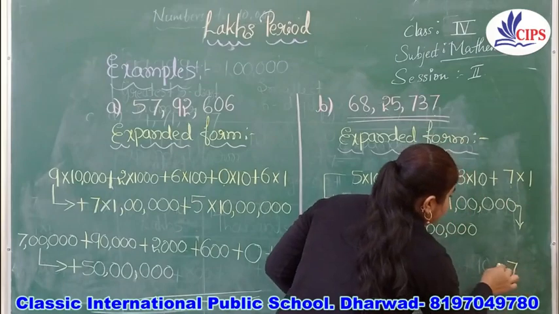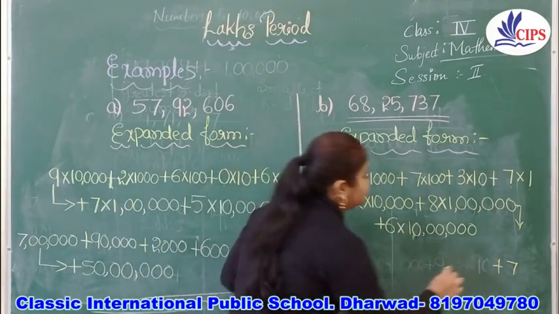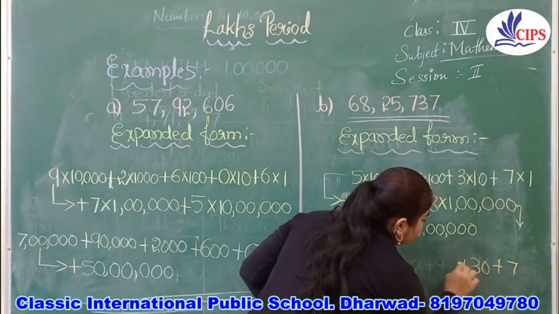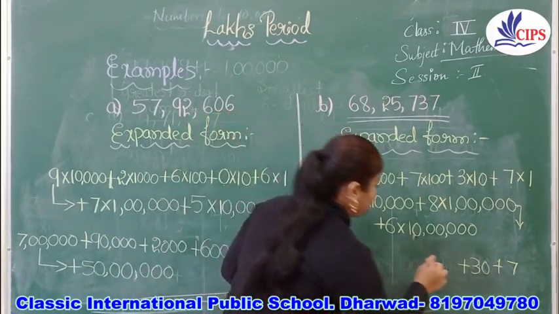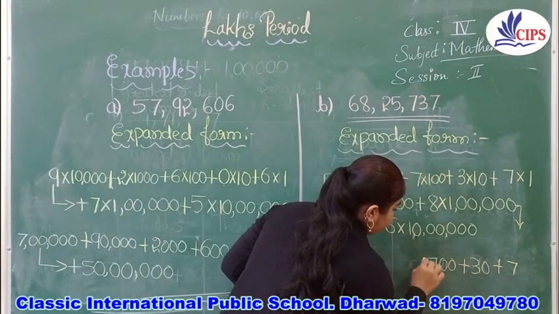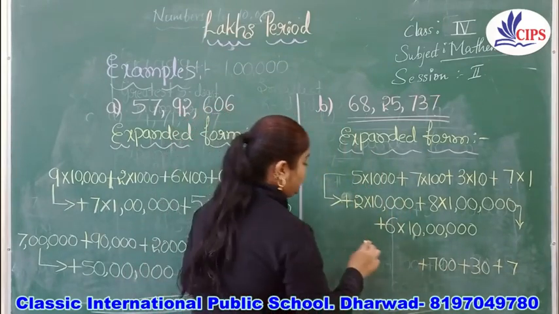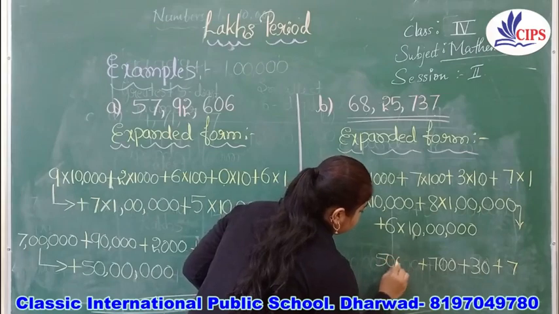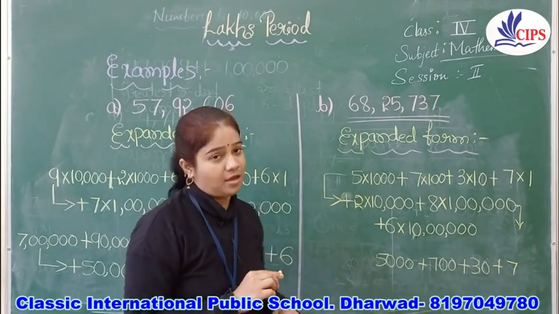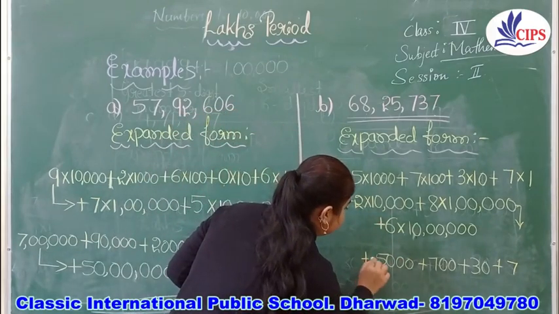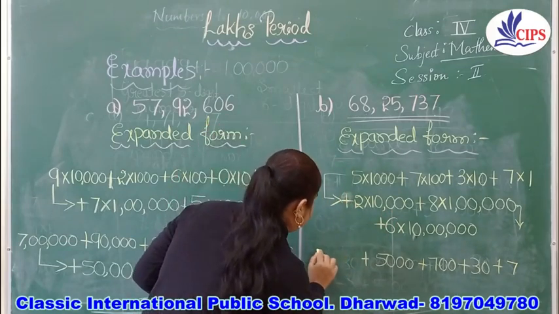7 ones are 7, plus 3 into 10, 30, plus 7 into 100. What's that? 700, plus 5 into 1000, 5000. Next, 2 into 10,000. What is it? 20,000. Yes.